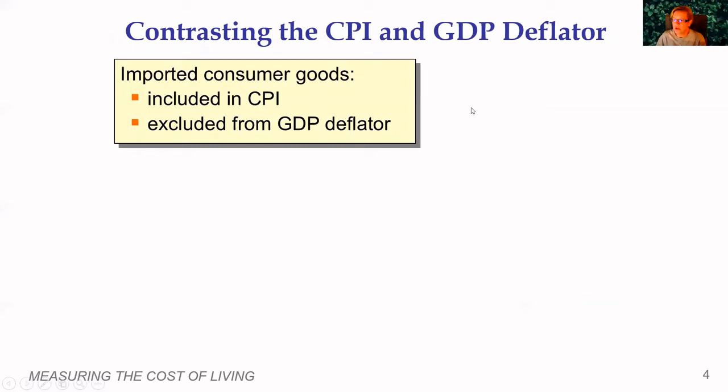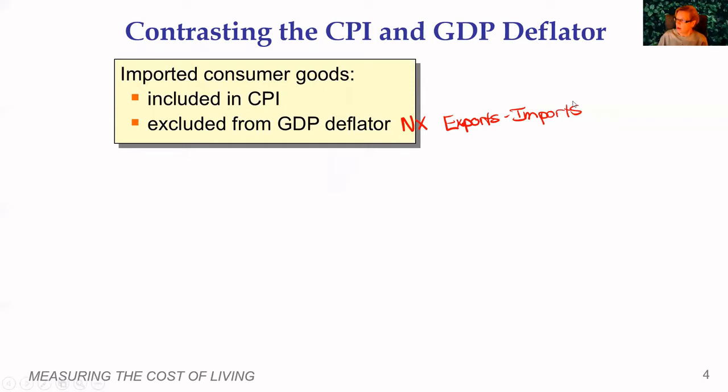First of all, imported goods. We include them in the Consumer Price Index because anything that the consumer buys, goods or services, is included in the Consumer Price Index. But we subtract them from the GDP deflator through that idea of net exports, right? And remember, net exports is just exports minus imports.